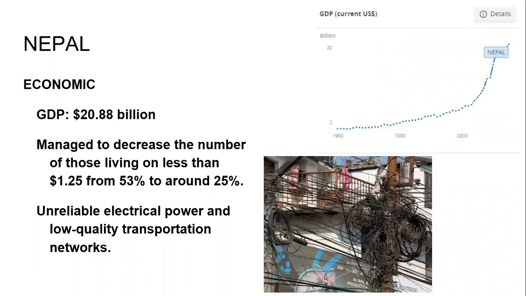Nepal has been doing drastically better as far as their GDP goes since around 2000, and where once 53% of the population lived on less than $1.25 a day, now it is at 25%. This number is still very high, but we can see that Nepal has been making progress towards helping its impoverished population.